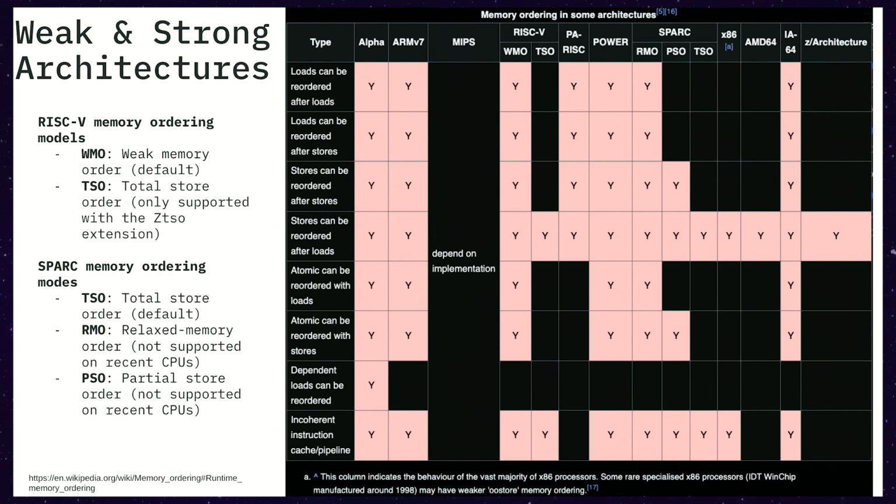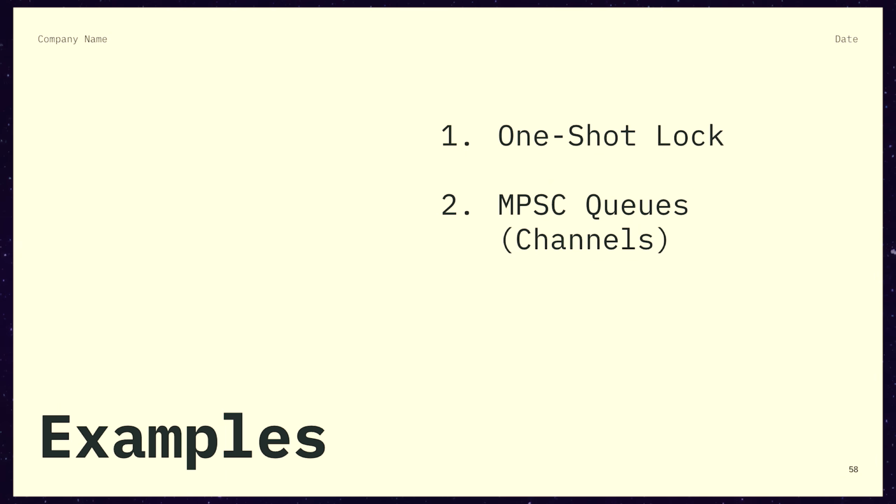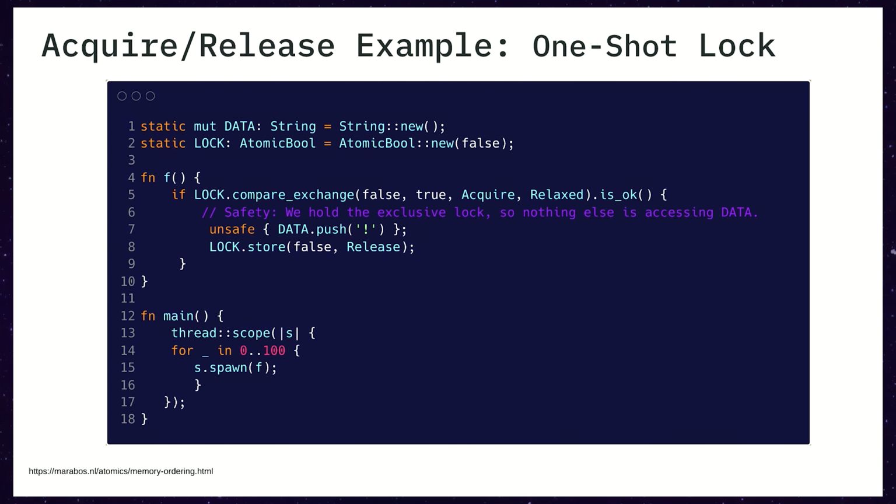All right, so I'm going to quickly go through these last two examples before I close out. This one is the one-shot lock. I got this from Mara's book. Have you guys read Mara's book on locks and atomics? Hands up, anybody? It's a fantastic book. You guys absolutely should read that. I think it really gives a good baseline on that.